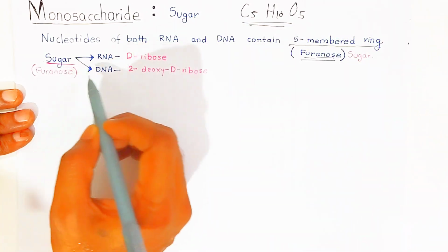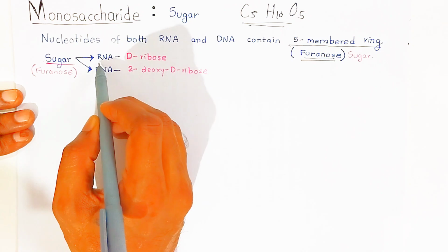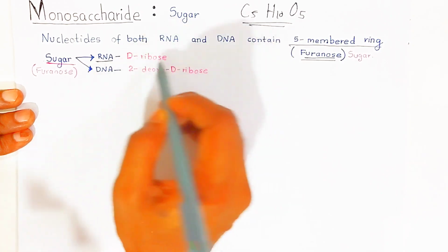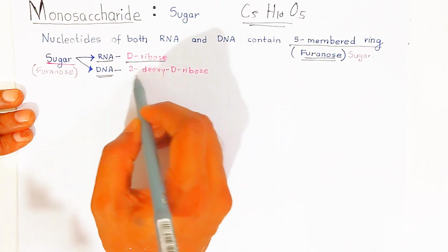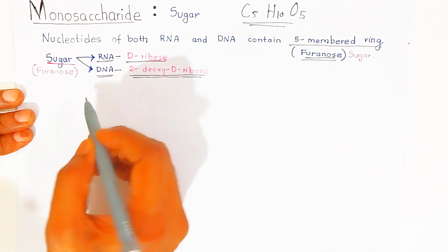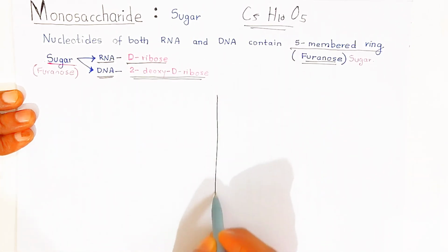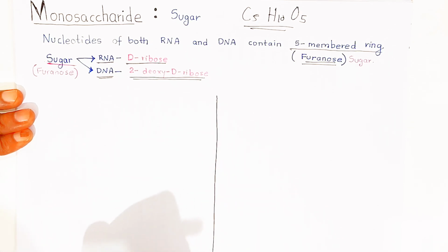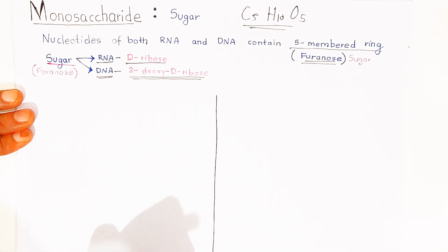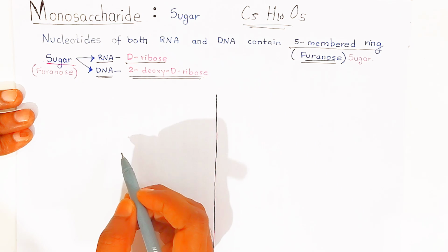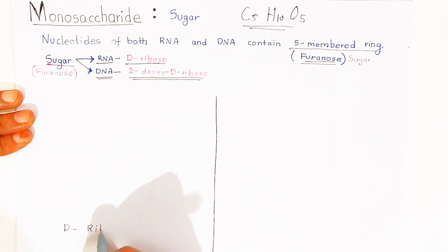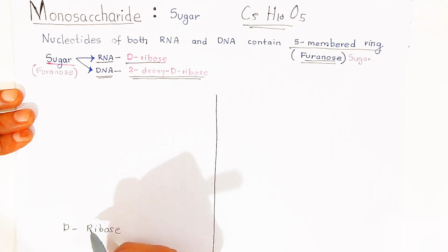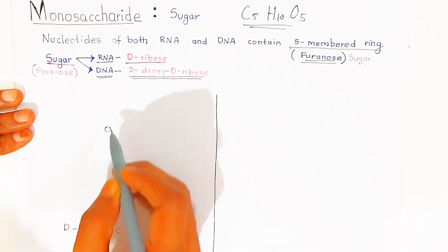Now the furanose sugar, if it is present in RNA, that is D-ribose. If the sugar is present in DNA, we call it deoxyribose. So here, students, we can see the structure of the sugar present in RNA. In RNA, the monosaccharide present is called D-ribose. The structure will be like this, students, a 5-membered ring.